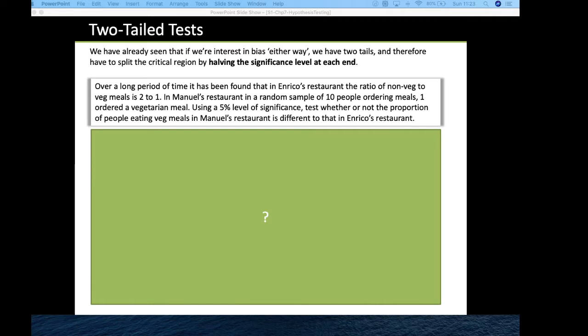In Manuel's restaurant, in a random sample of 10 people ordering meals, one ordered a vegetarian meal. Use a 5% significance level to test whether or not the proportion of people eating veggie meals in Manuel's restaurant differs to that in Enrico's restaurant. So we're looking at a few things here. Now, this isn't easy. This is tough. We've got to really understand what's going on here.